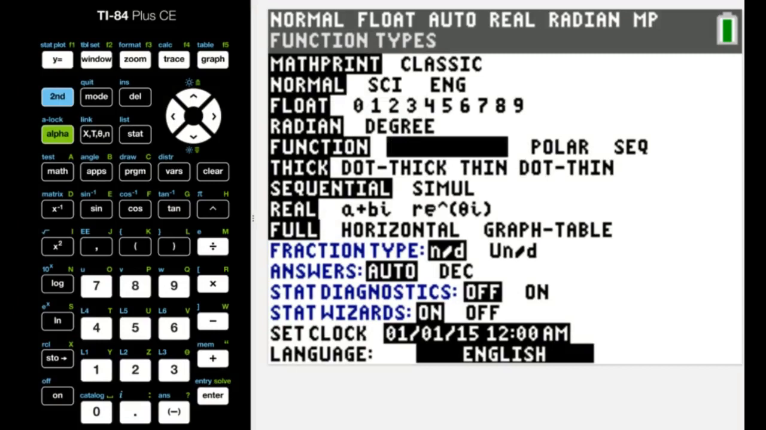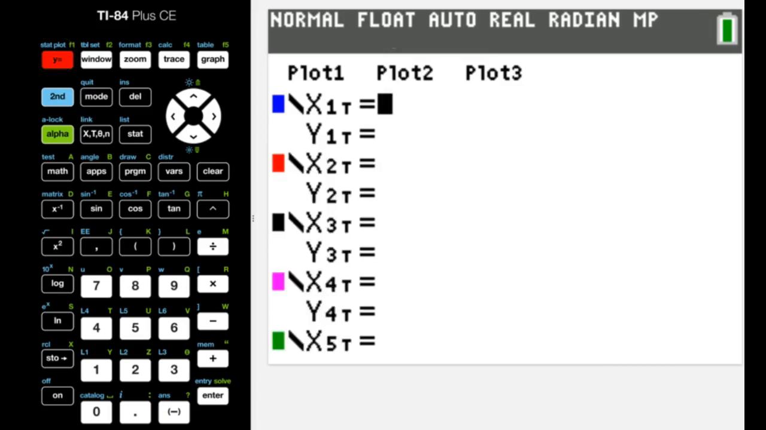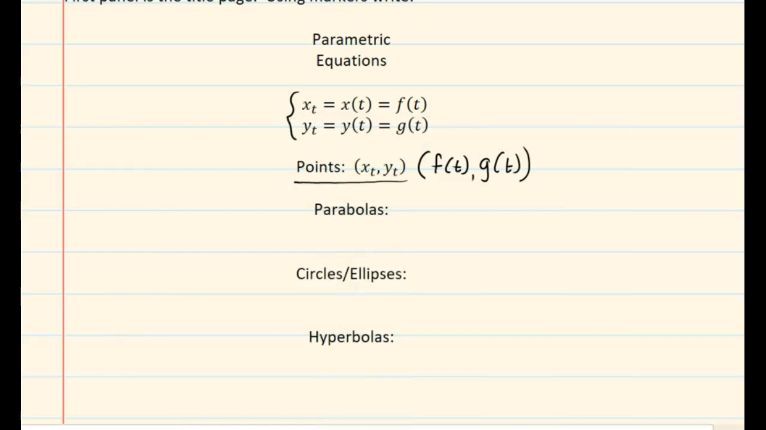So I'm going to come into my calculator into the mode key. Notice that I have moved down until I have highlighted the parametric key. So this way our calculator is now in parametric mode. When I hit y is equal to, we can see that it's looking for a set. So this is similar to what we had before. This is our set for x of t and y of t, and we can graph more than one. So with that, let's keep going on with our notes.